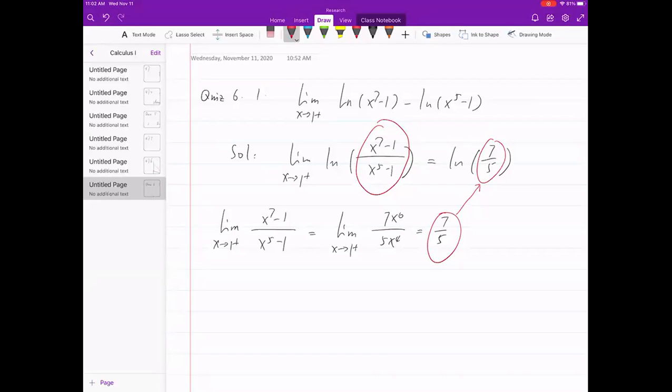Aaron? 4.7, number 4. Find the area of the largest rectangle that can be inscribed in the ellipse. Okay.